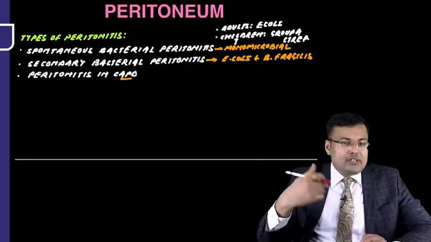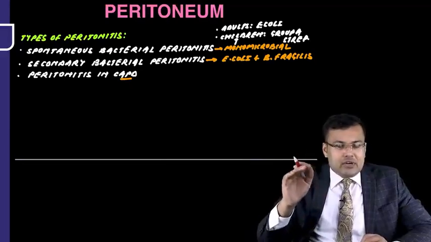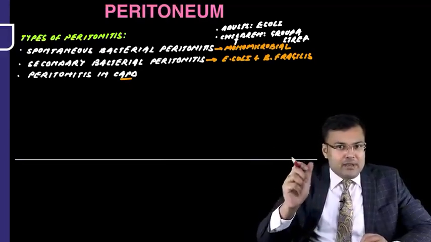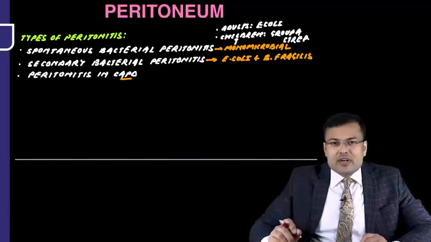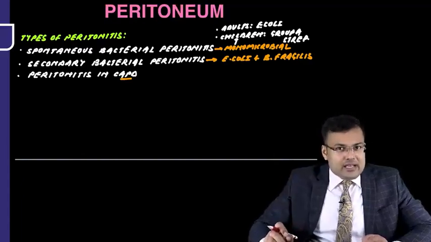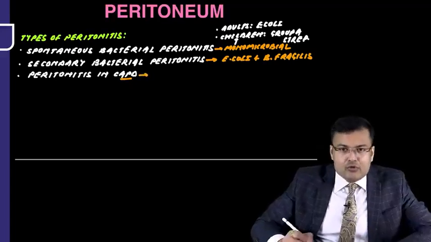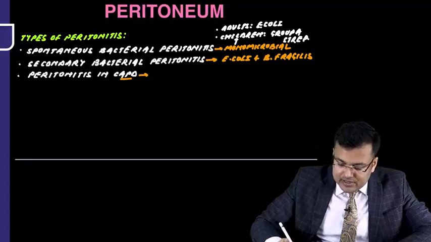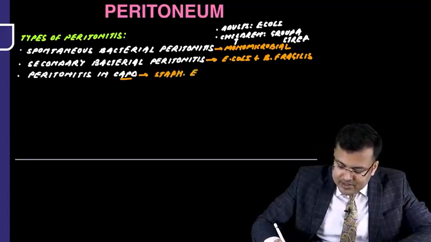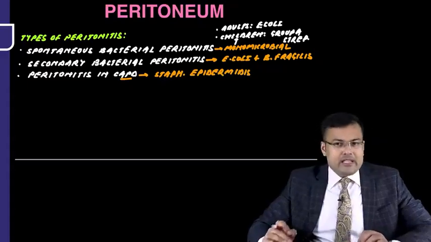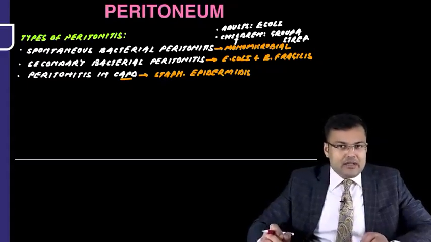Peritonitis in CAPD, chronic ambulatory peritoneal dialysis: for that, you have to insert a peritoneal catheter. There is one organism which is going to colonize the implanted catheter. What is the name of this organism? Staph epidermidis. So in peritonitis in CAPD, the most common organism responsible is Staph epidermidis. Clear? Most important is SBP, spontaneous bacterial peritonitis.